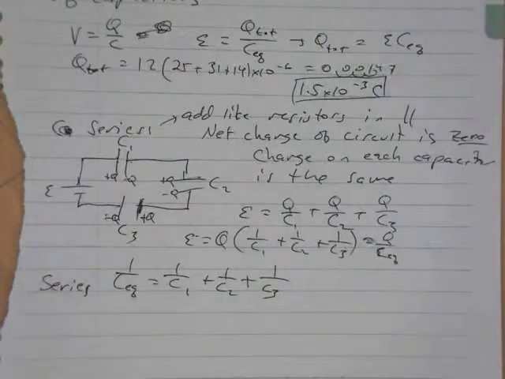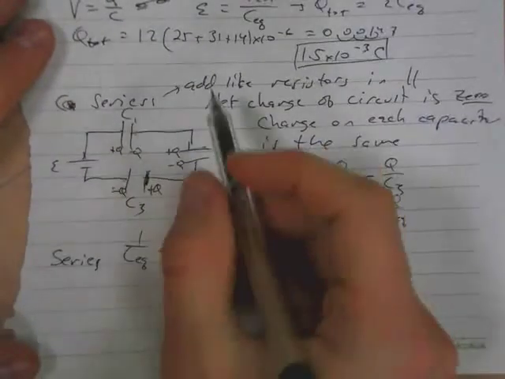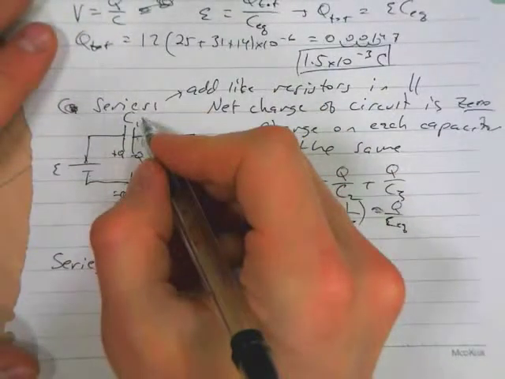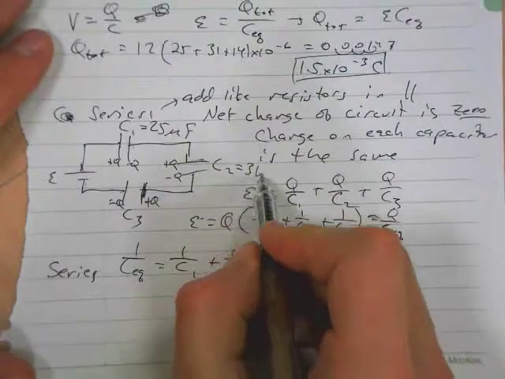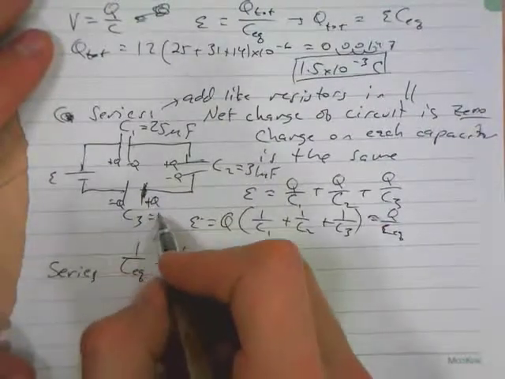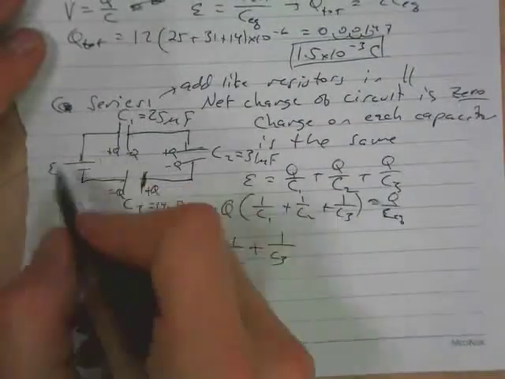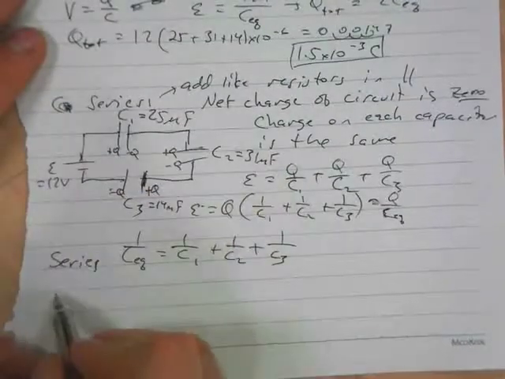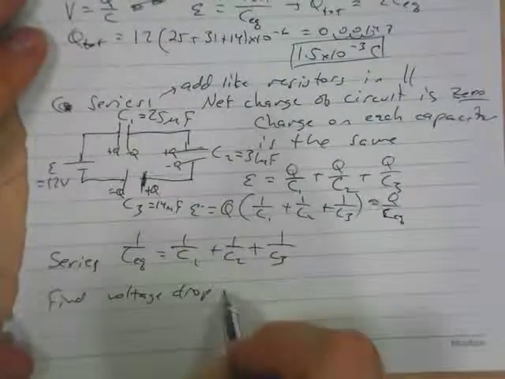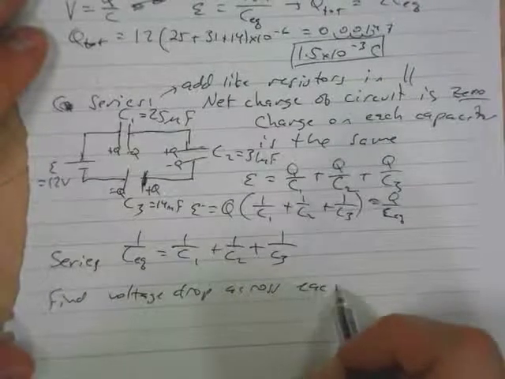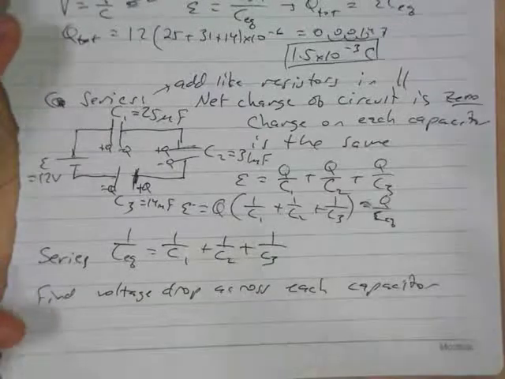So let's do a problem here. Let's say we have capacitances, and I'll make them the same capacitances they were up top. We've got C1 is 25 microfarads, C2 we'll say is 31 microfarads, and C3 we'll say is 14 microfarads. And we'll say the EMF of the battery is still 12 volts. And I want to find the voltage drop across each capacitor. That's my task.